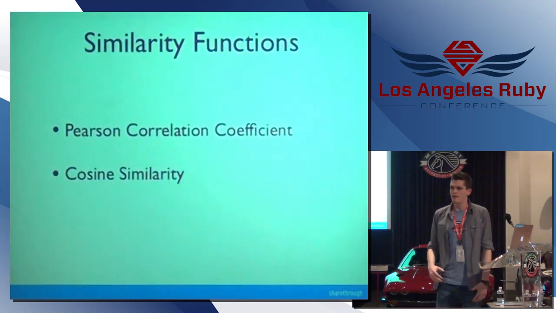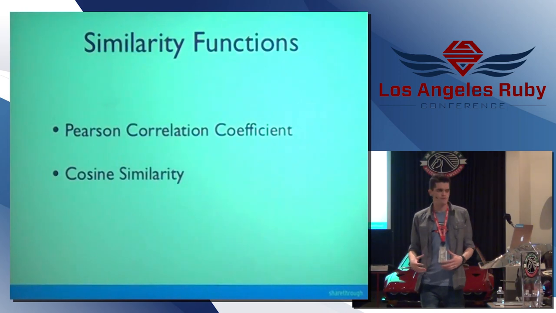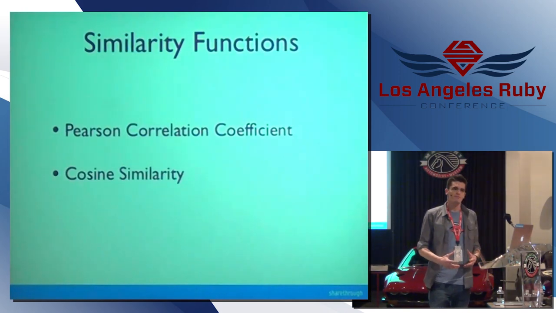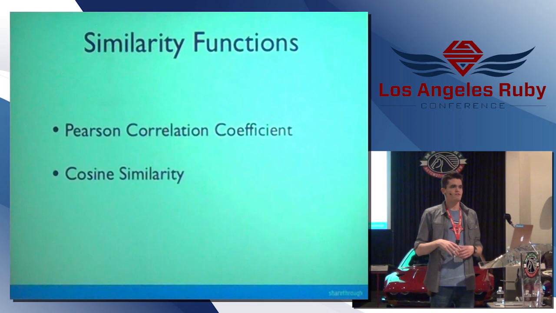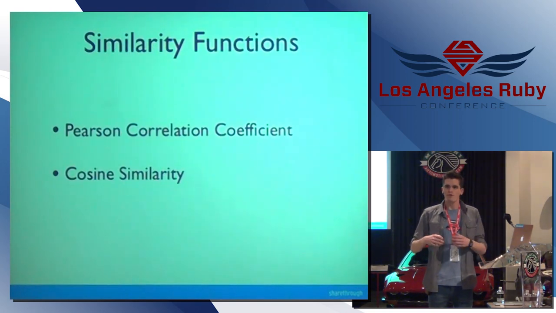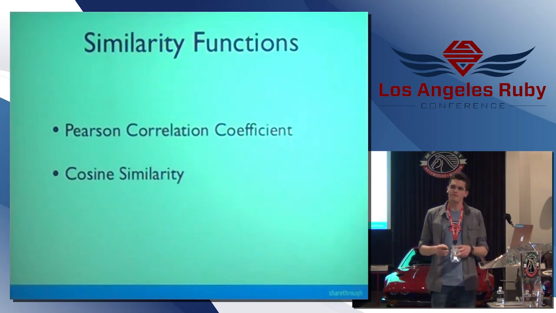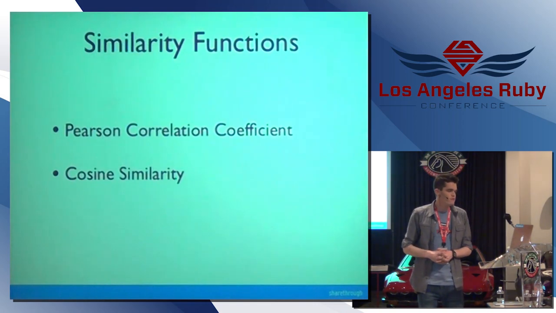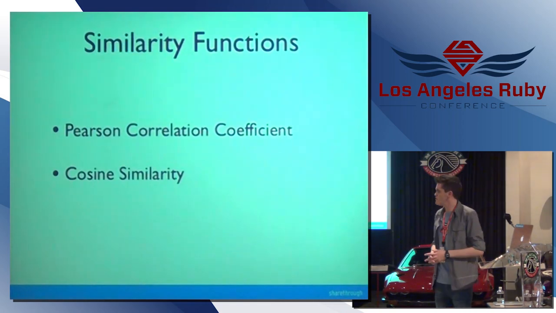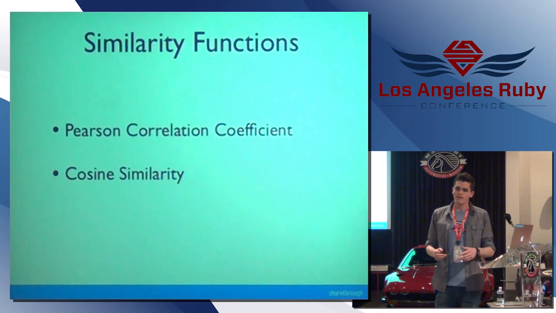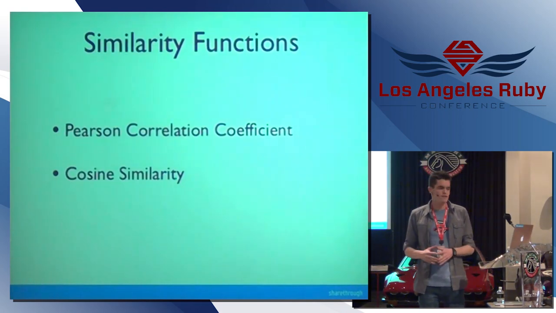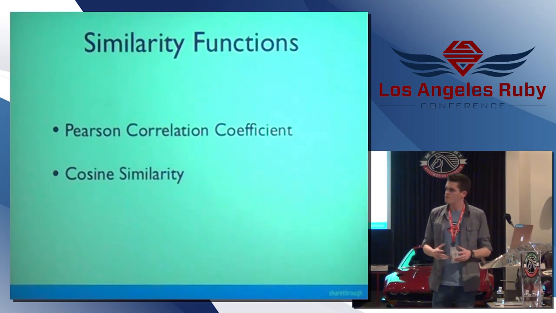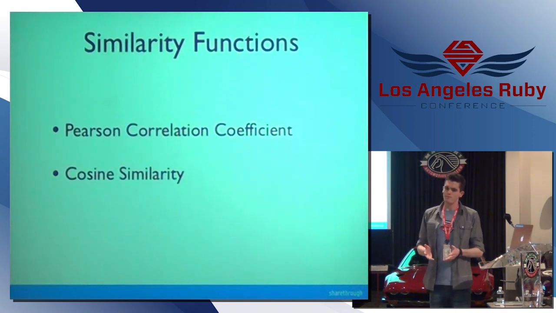Now that we have that user item matrix, the next thing you're going to need to build one of these algorithms is a similarity function. A similarity function is what you use to determine which users are like the user you're trying to provide a recommendation for. There are two really common similarity functions you're likely to hear about. The first is Pearson's correlation coefficient, which is a way of doing similarity based on how correlated two users in your data set are. The second is cosine similarity, which is based on the angle between two feature vectors.